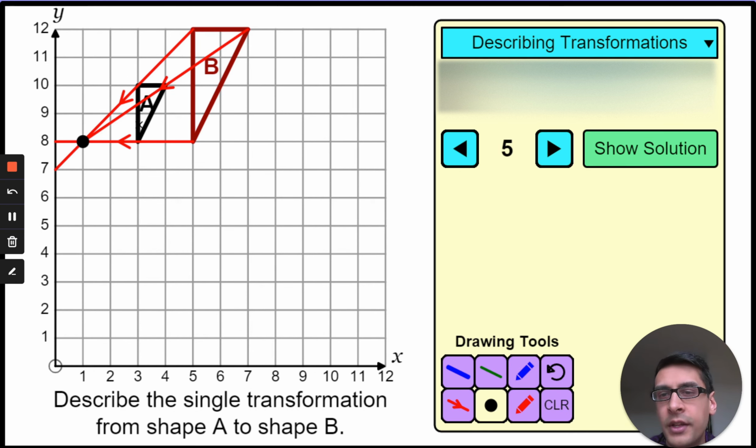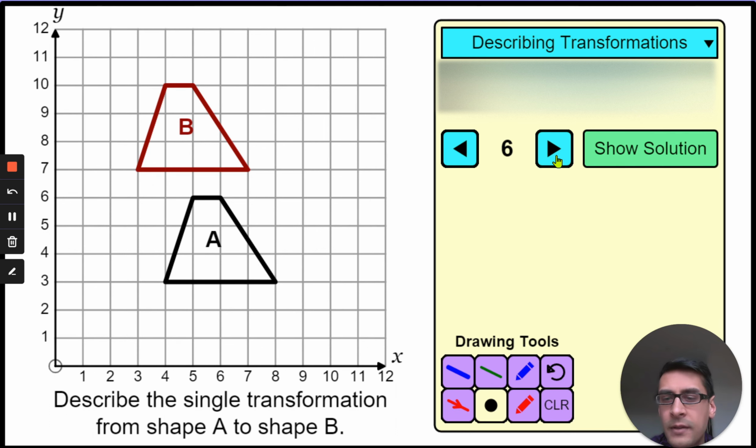We know that the new shape is twice as big because that side length 2 becomes 4, so it's scale factor 2, and that's all the information that we need to state. So an enlargement by scale factor 2 with a center of enlargement 1, 8.